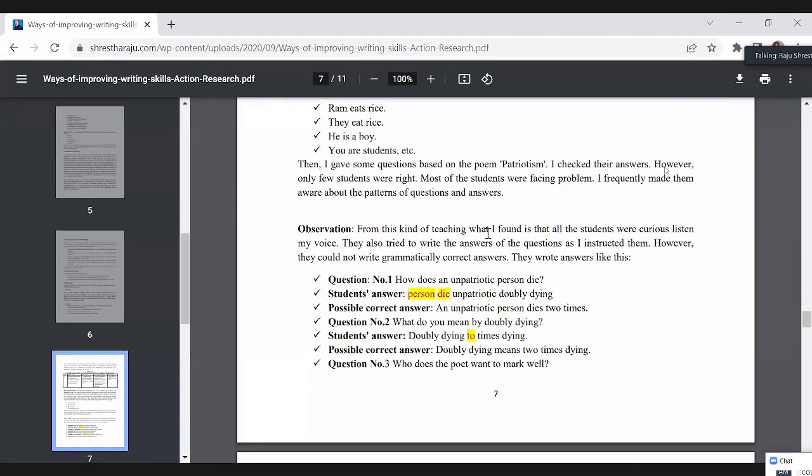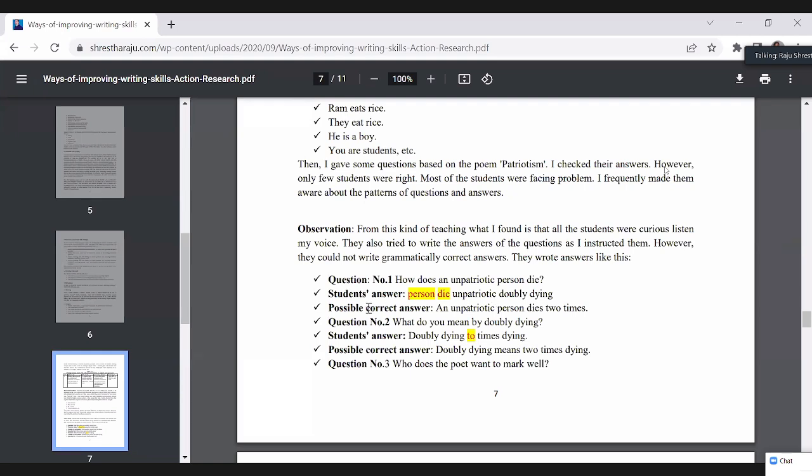From this kind of teaching, what I found is that all the students were curious to listen to my voice. They also tried to write the answers to my question as I instructed them. However, they could not write grammatically correct sentences. They wrote like this. My question was: how does an unpatriotic person die? The answer: person die unpatriotic doubly dying. This kind of answer they gave.